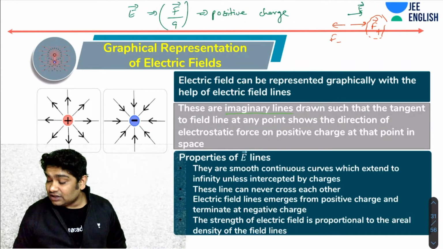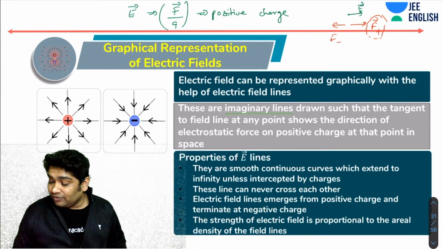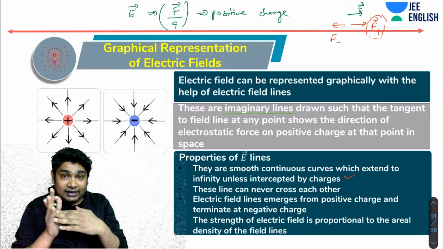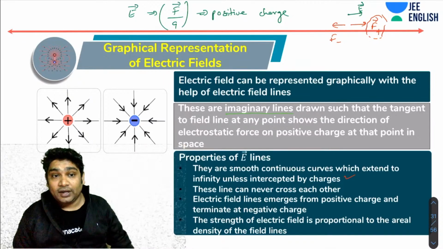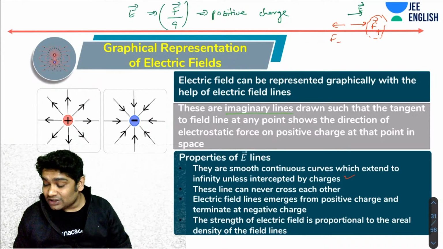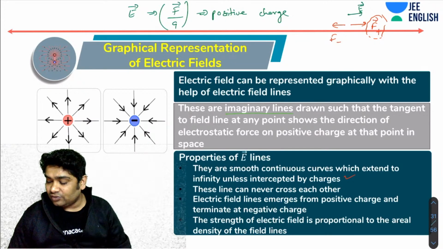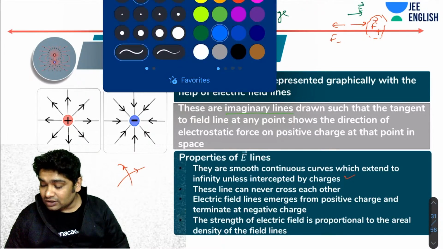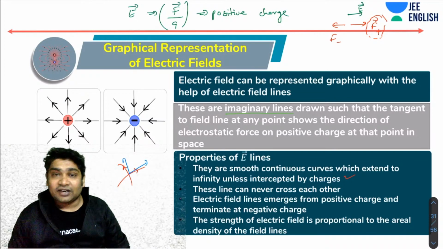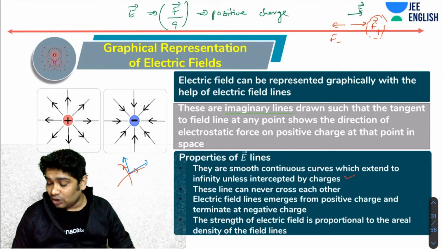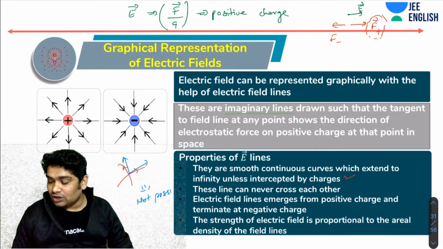Properties of electric field lines: these are smooth, continuous curves which extend from infinity unless intercepted by charges. So unless you have charges, the electric field lines can go from any point to infinity. They do not break unless they meet charges. Then these lines can never cross each other. The clear logic is that if two electric field lines were crossing each other, at the point of intersection you would have two possible tangents, meaning two possible directions of electric field, which is not possible. At one point in space, the electric field can have only one direction, so this is wrong. And that is why two field lines can never cross each other.